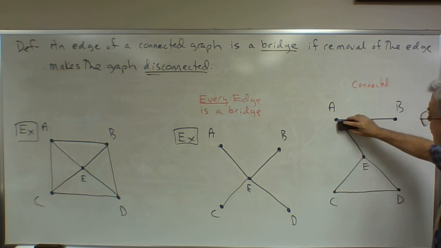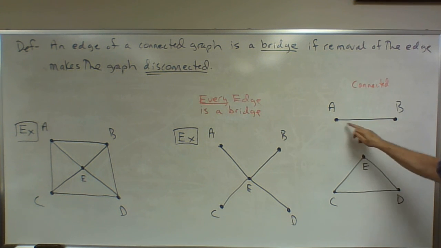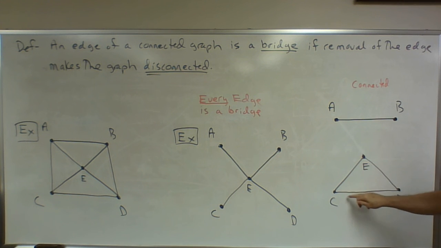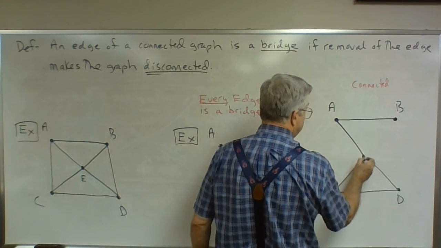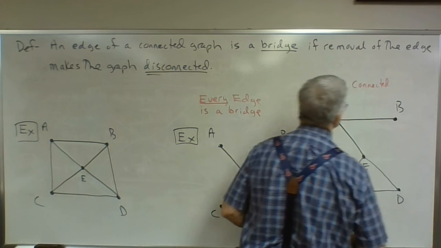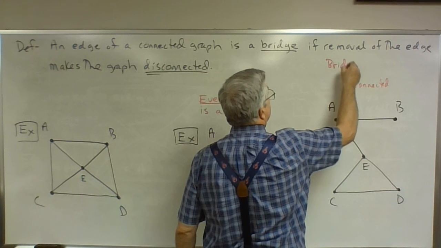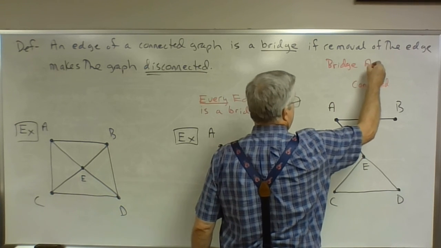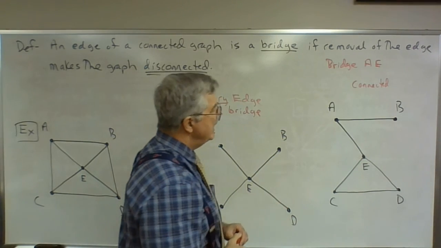What if I remove this edge? Whoops. No way to get from A or B to E, C, or D. So this edge is definitely a bridge. AE is a bridge, that edge. Do we have any others?